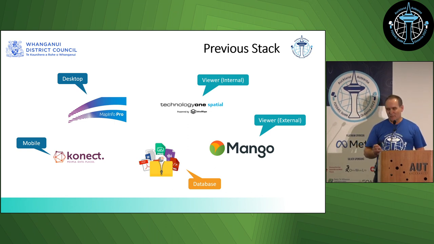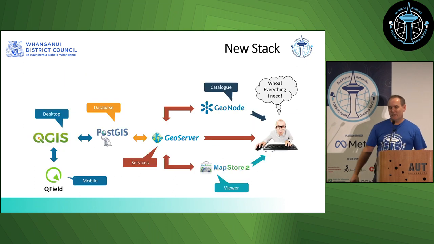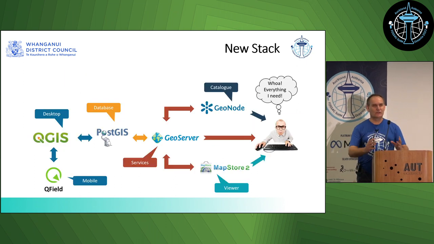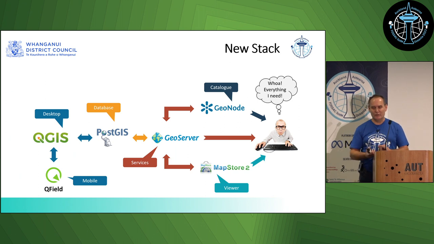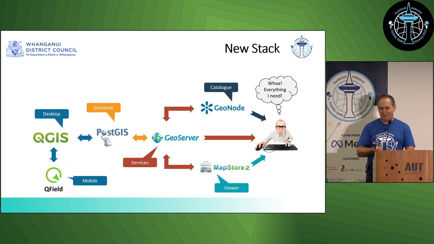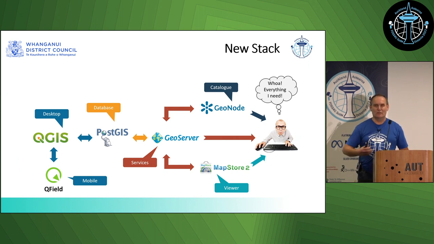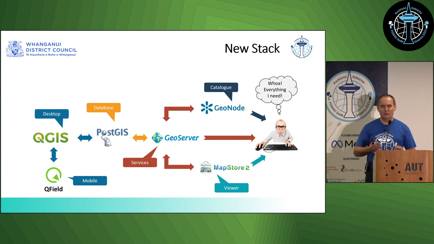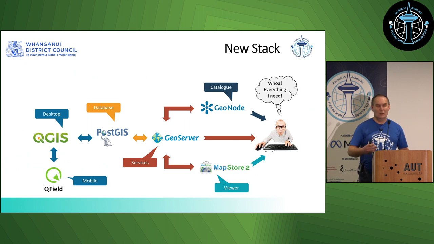Okay, so we've moved on. We now have a very structured stack. We know what we're using for our mobile stuff. We know what we're using for desktop. We've got an actual centralized database. Woohoo! That's awesome. We've gone with GeoServer as a data-centric way of distributing that information out to some front ends for our internal and external clients, which generally tends to be through GeoNode or MapStore.